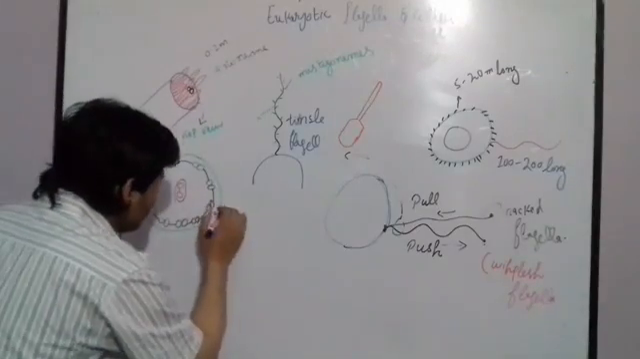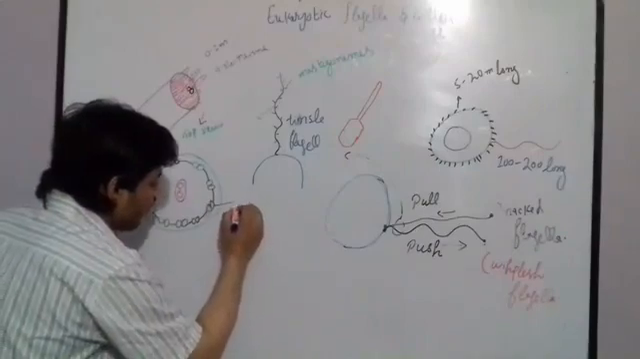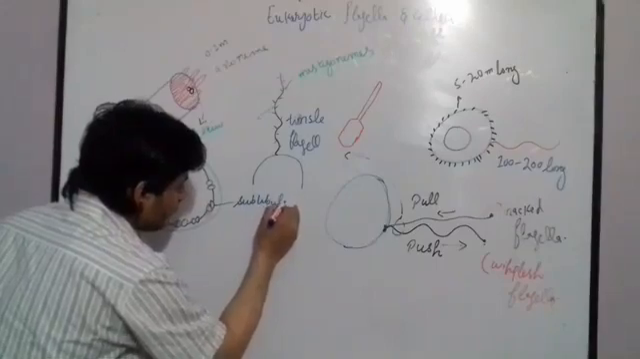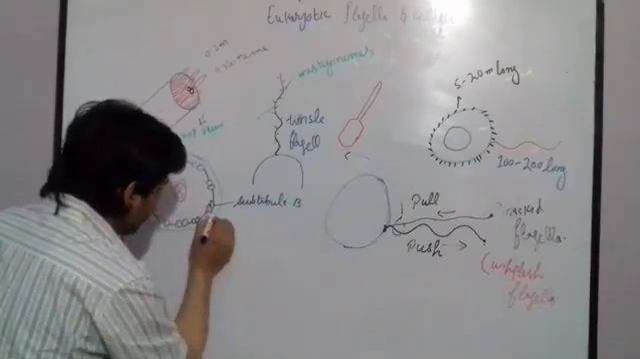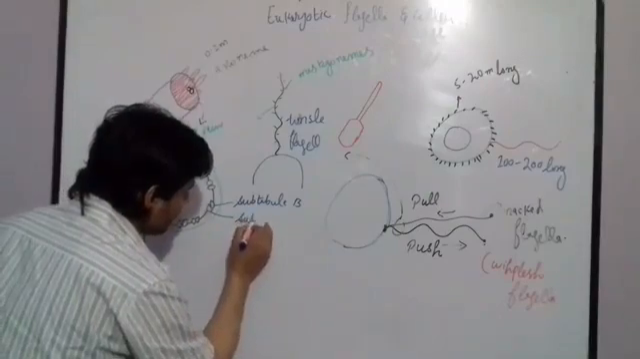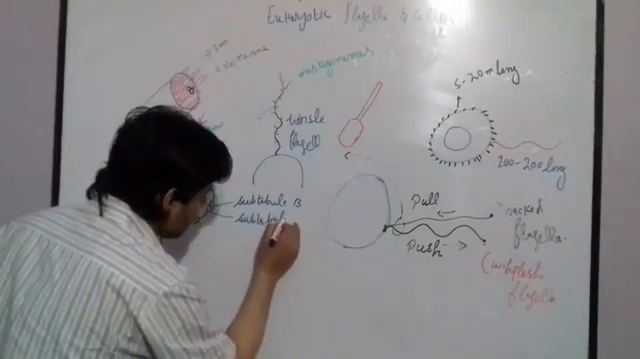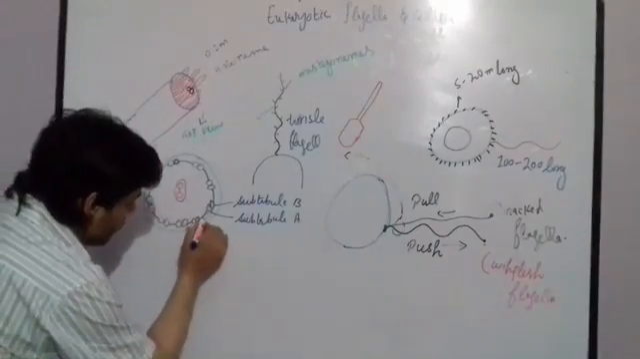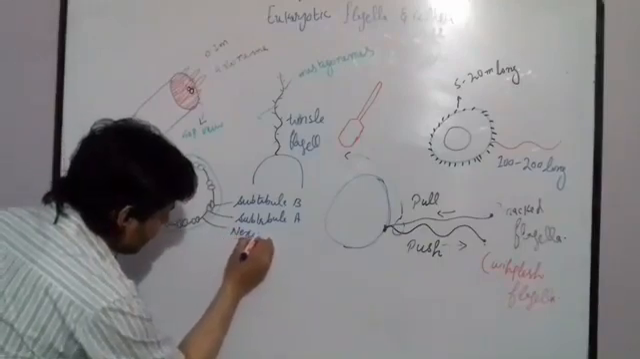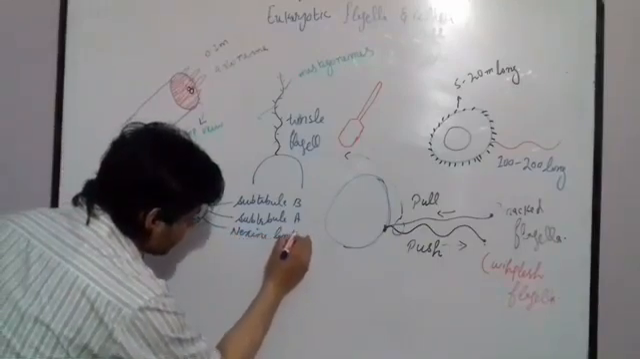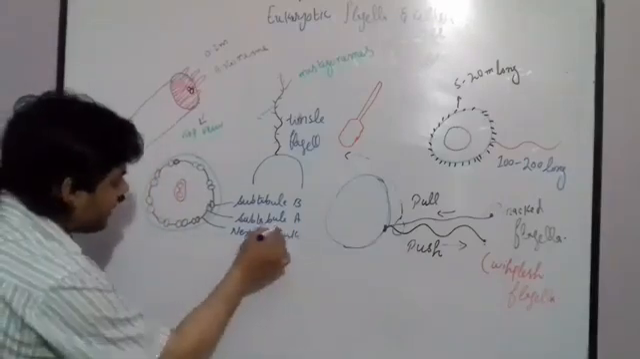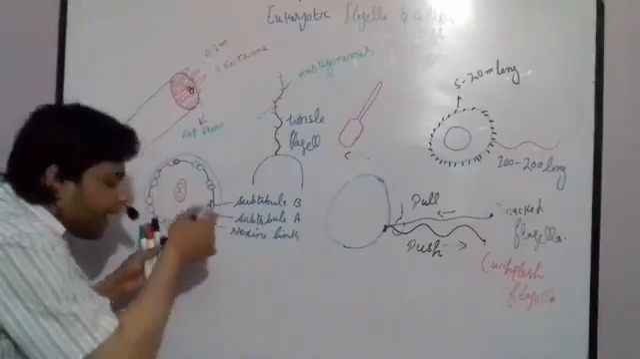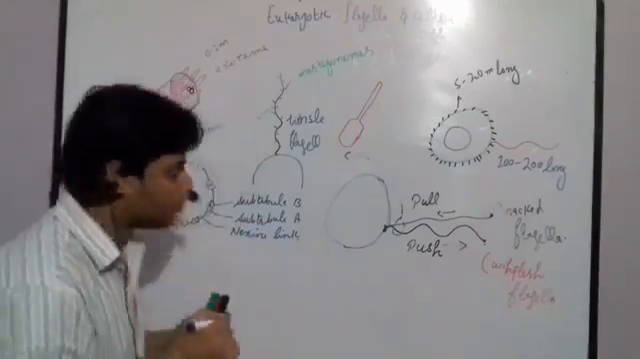Now one thing more: this first tubule we call subtubule B, and this second one we call subtubule A. One thing I must tell you about this nexin link: it actually arises from subtubule A and is connected with subtubule B. This is very important.